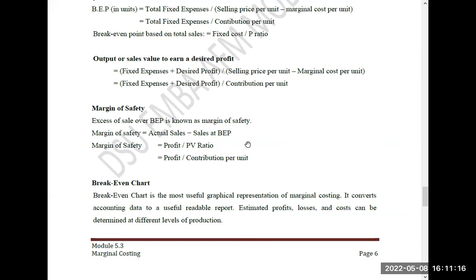Otherwise, what he told is very simple. That logic is very simple. Sales minus fixed cost minus profit is equal to variable cost. That's not a question for you. But the question for you is, how much will be the sales volume if in the next year the company is having a loss of 30,000? Calculation of sales if the loss is equal to 30,000.